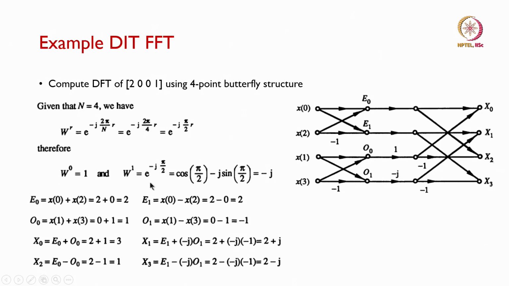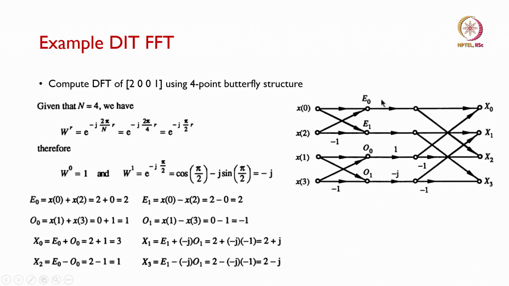What is W 1? Putting r equal to 1, it is e power minus j pi by 2, which is cos pi by 2 minus j sin pi by 2. We know cos pi by 2 is 0 and sin pi by 2 is 1, so we end up with minus j. These are the only twiddle factors we need in the computation. So, this is 1 and this is minus j here. Now do the simple multiplication and addition.